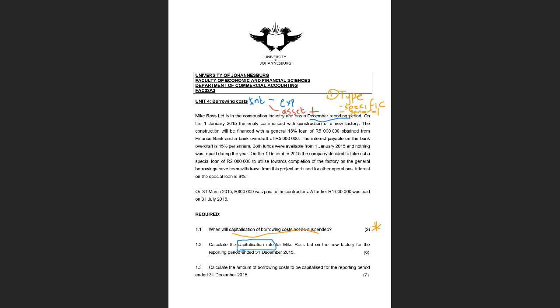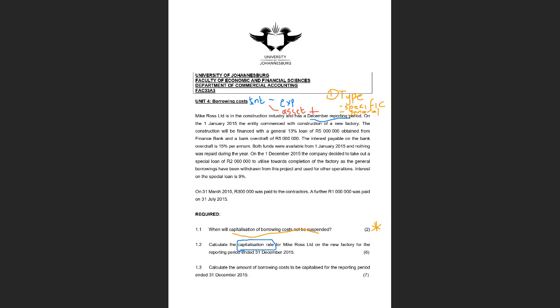Okay, so just looking at the question, there's also other clues which help us to identify whether it's specific or general. But before we do that, I want us to number the loans that we have, because for each loan, we need to determine the type of borrowings we have. So who can tell me which is the first loan here?